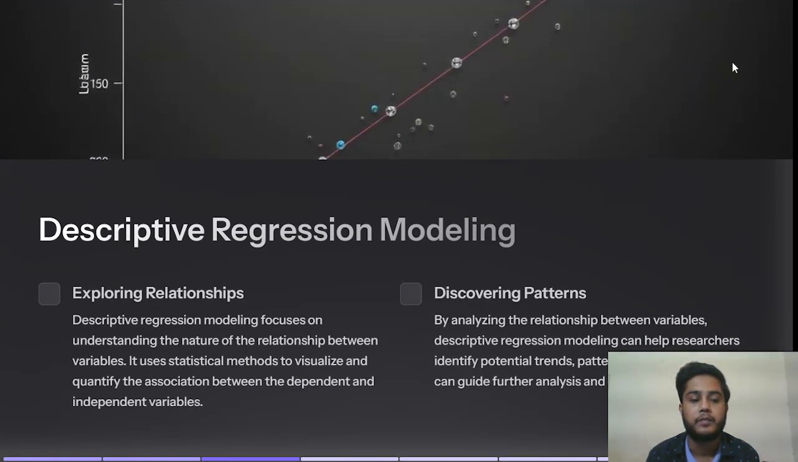Descriptive regression modeling. First of all, we need to explore relationships. Descriptive regression modeling focuses on understanding the nature of relationship between variables. It uses statistical methods to visualize and quantify the association between the dependent and independent variables. Discovering patterns. By analyzing the relationship between variables, descriptive regression modeling can help researchers identify potential trends, patterns, and insights that can guide further analysis and decision making.